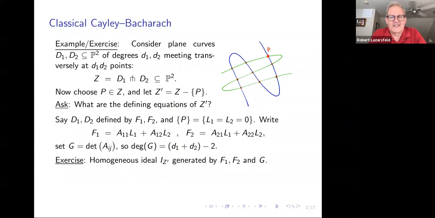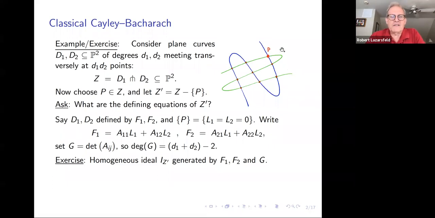example / exercise. So here's the example / exercise. Let's consider two plane curves, D1 and D2 in P2 of degrees d1 and d2. I've drawn two curves here, meeting, and for simplicity, let's assume they meet transversely at, in this case, d1 times d2 points. So Z here is this finite set of points at which these two curves meet. Good. Okay, so now let's choose one of these points, call it P.